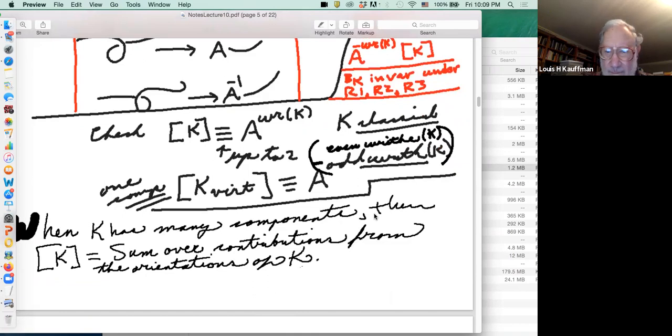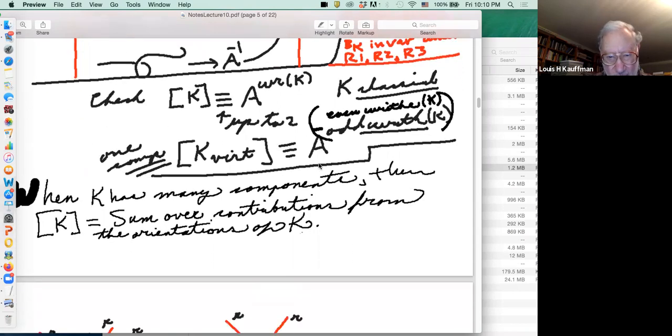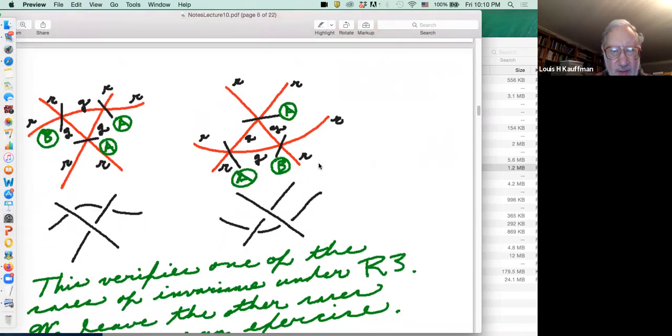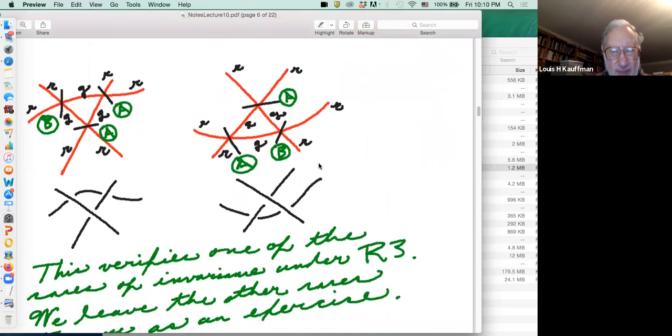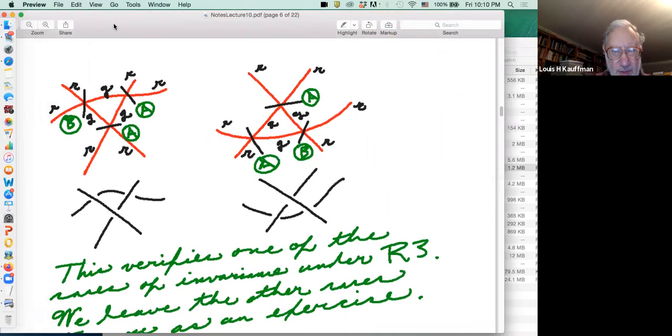So you see that we can check what happens if we have a 1-component virtual. And I think I explained this formula a little better in another slide, so I won't bother you with it right now. But then there's the invariance under the third Reidemeister move, which I didn't bother to point out to you carefully. And let's look at it now.